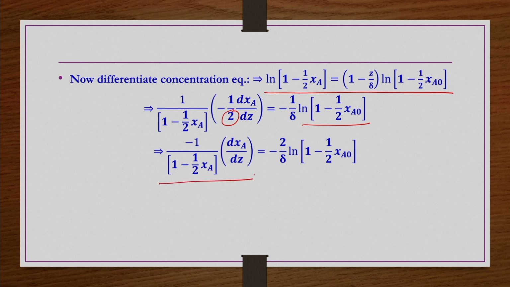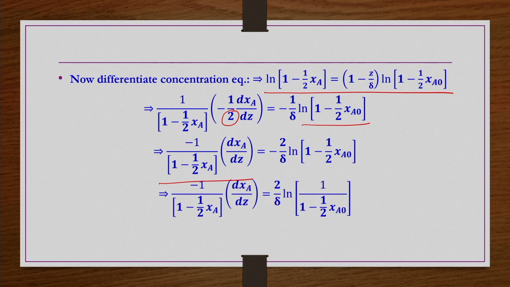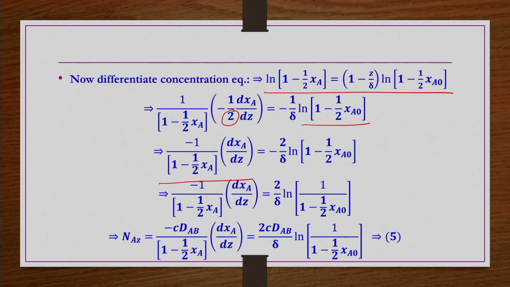Left hand side I am not doing any simplification, I am keeping as it is, because the flux equation we derived is N_Az equals −C D_AB divided by (1 − ½ x_A) dx_A/dz. That means if I simply multiply this equation by C D_AB, I will get the flux. That is, flux is 2 C D_AB by delta ln[1/(1 − ½ x_A0)]. This is the case where the reaction is instantaneously occurring, an irreversible instantaneous reaction.